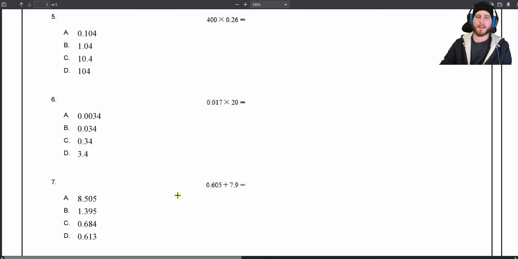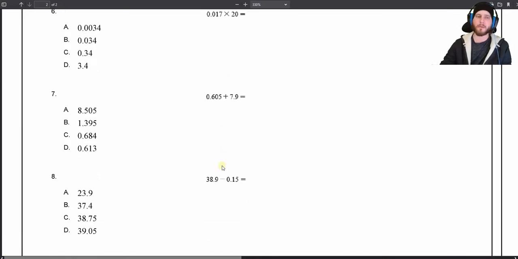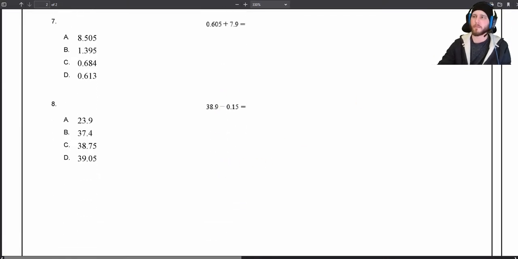Alright, let's go ahead and check number 4 now, or number 7. Don't know why I called it number 4. Number 7, we have 0.605 plus 7.9. So for this problem, this is just addition. We just have to make sure our decimals are lined up.